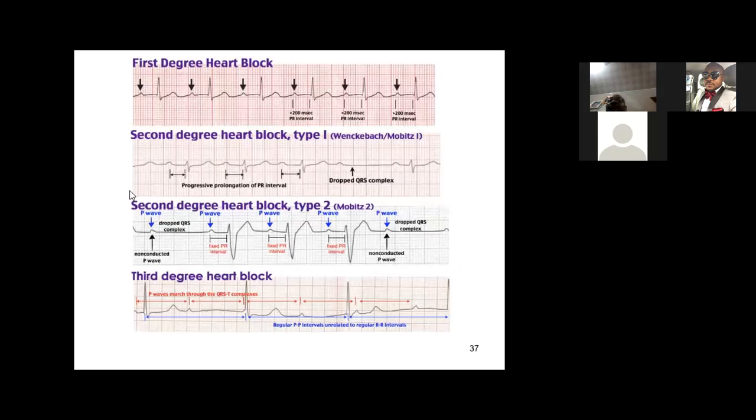So these are diagrammatic representations of first degree heart block. The second degree heart block, you can see the type 2 where there's a dropped QRS complex. And then the third degree heart block where the P waves just happen independent of the QRST complexes.